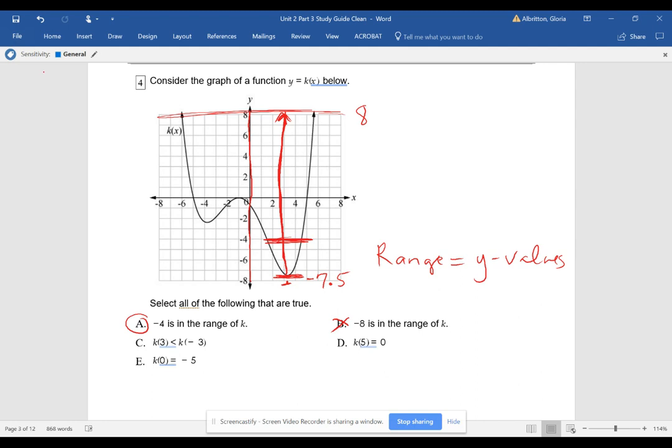C. K of 3 is less than K of -3. Now let me explain what they mean when they say K of 3. Remember up here it said Y is equal to K of X. So if we've got an XY table, that K of X is represented here. So when they say that K of X is equal to Y, this is equal to that. This means that for whatever value of X I'm looking at on my graph, the ordered pair value of Y is going to be what it's equal to.